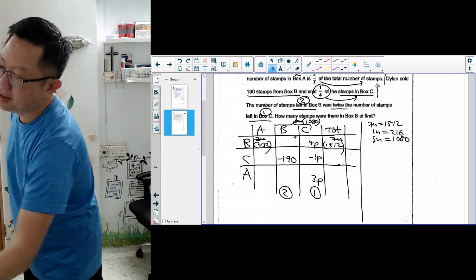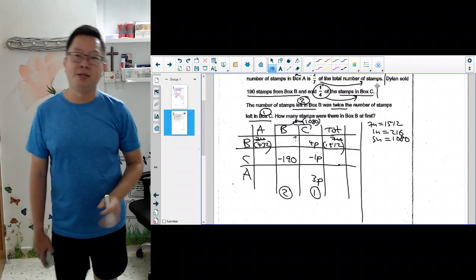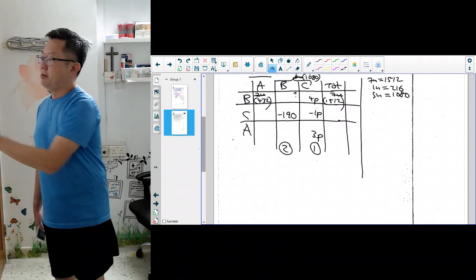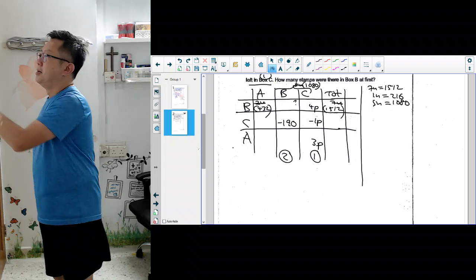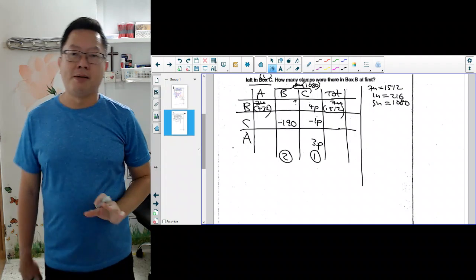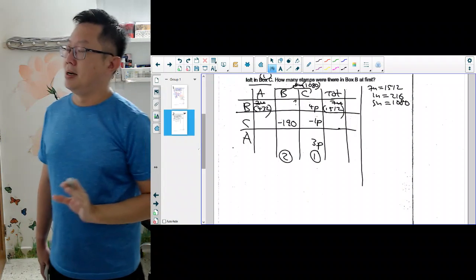Like model drawing, you have a good model, you have a good table, there's no need to look at the question. So can we solve already? Yeah, we can solve. So how do we solve it? You look at the table and you will see something in the same box. You will see some things, right?